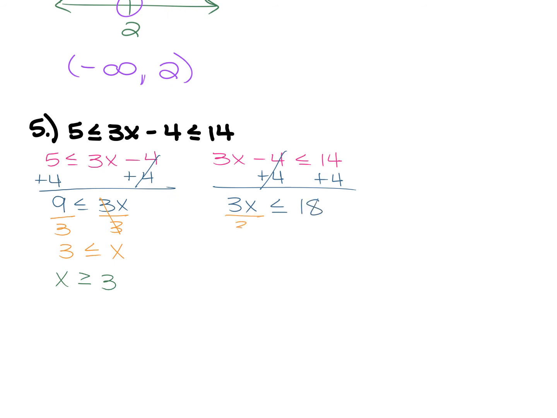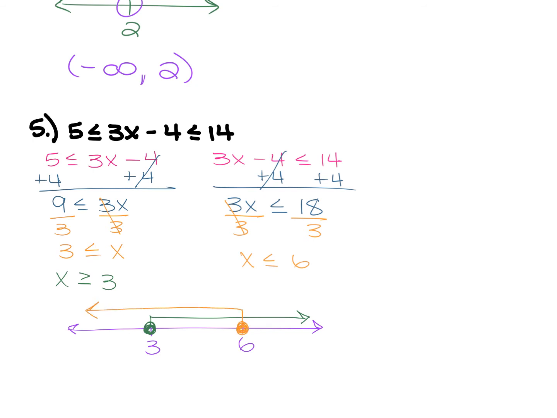From here, we divide each side by the 3, and we have that x is less than or equal to 6. On our number line, we have a 3, we have a 6. That 3 is going to have a closed circle on it because it's also equal to. Our sign, when x is first, points to the right, so our line's going to run to the right. For the 6, it's going to have a closed circle on it. When x is first, our sign points to the left, so our line's going to run to the left.